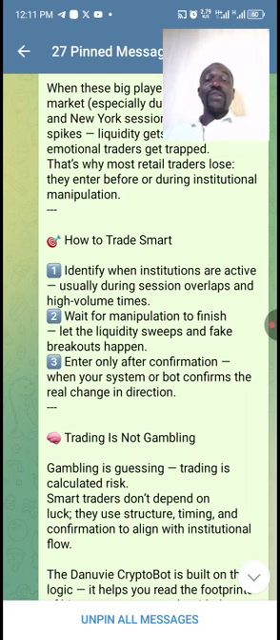So wait for manipulation to finish, let the liquidity sweep and fake breakouts happen. Enter only after confirmation. Like I've said before, you get a strong change in direction signal from the bot. Don't enter yet. Confirm and make sure that, okay, truly this price is moving, and then you enter in that direction. So that's that about that.